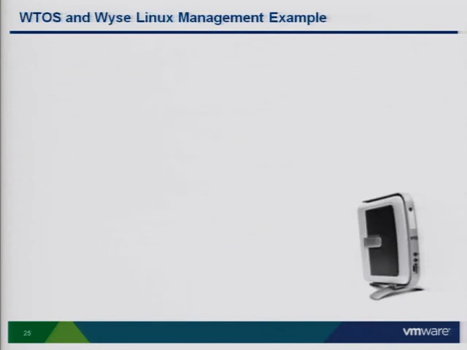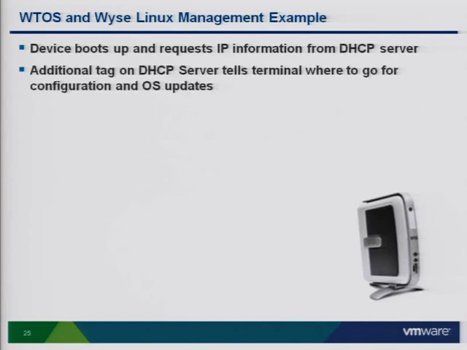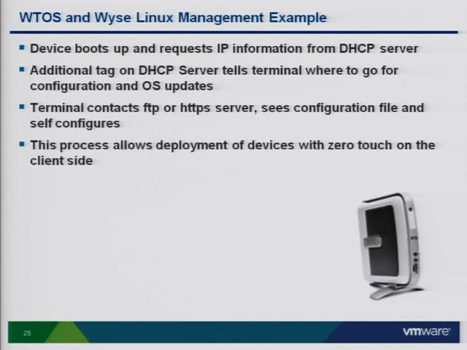Managing Wyse Thin operating system and the Wyse version of Linux is also pretty straightforward and pretty easy. The way most people manage this type of device is they would put a configuration file on an HTTP server or a file share so that when you powered on the device the first time, it would do a DHCP request. You'd have a DHCP tag that would point it at the location of the configuration file, and then the device would self-configure. So basically, these two operating systems should be take it out of the box, plug it in, turn it on, and it completely configures itself.